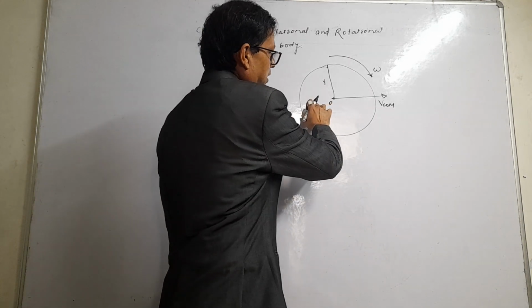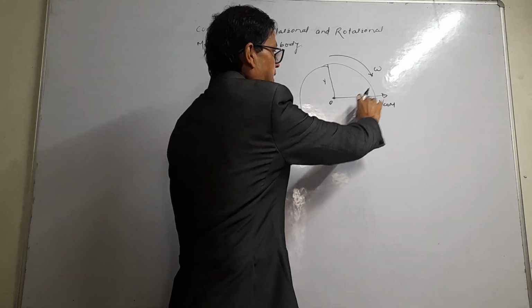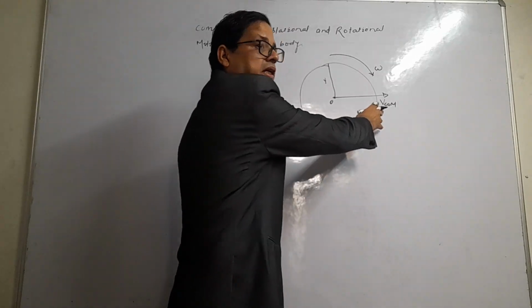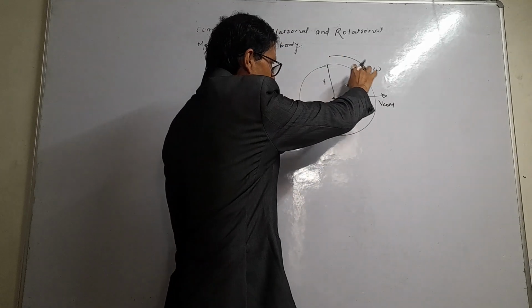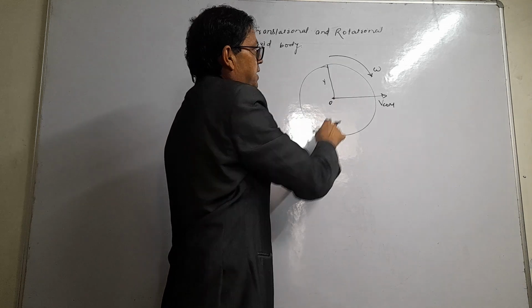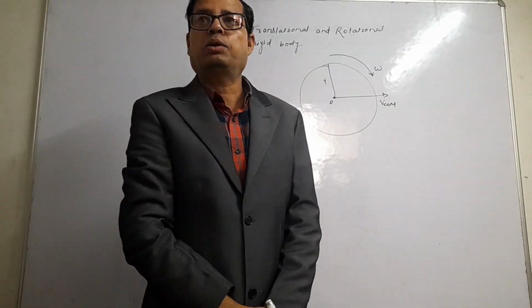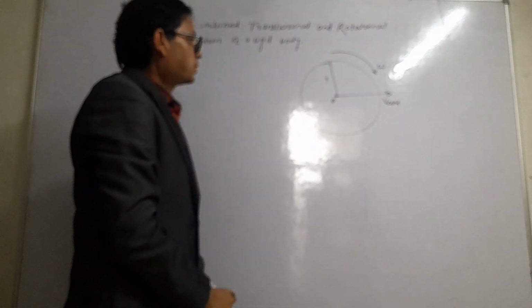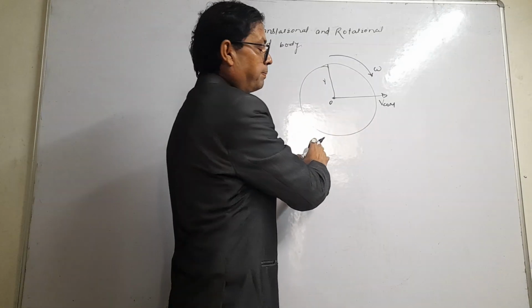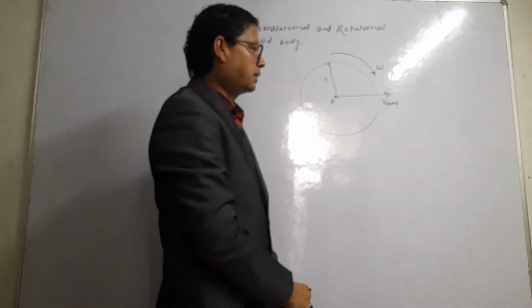Here the center of mass is translating with a speed v center of mass, and simultaneously this disk is rotating with angular speed omega. Such type of motion is called combined translational and rotational motion.